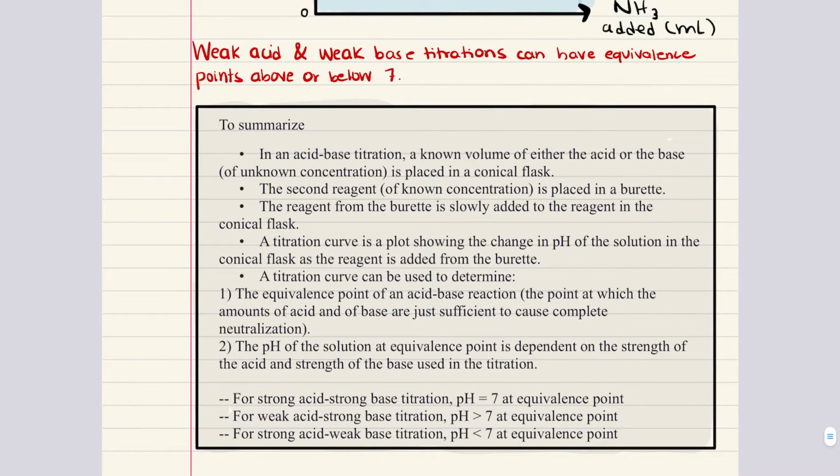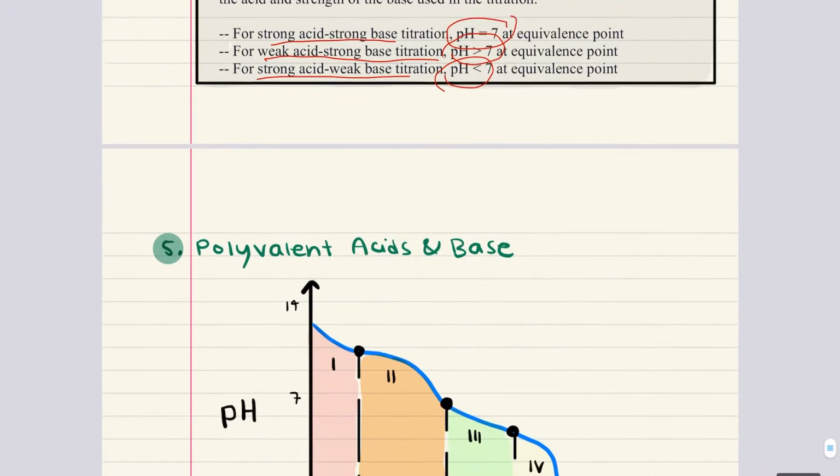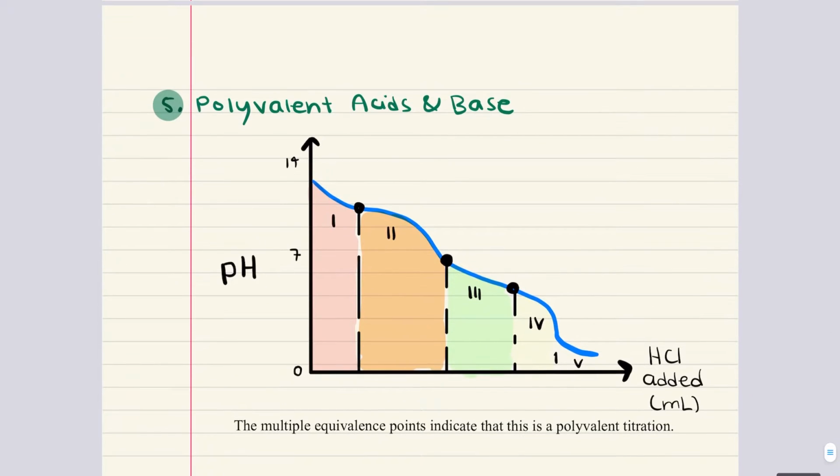We have strong acid, strong base titrations. The pH is equal to 7 at the equivalence point. For weak acid, strong base titrations, the pH is greater than 7 at the equivalence point. And for a strong acid, weak base titration, the pH is less than 7 at the equivalence point. With that, let's go ahead and talk about polyvalent acids and bases.